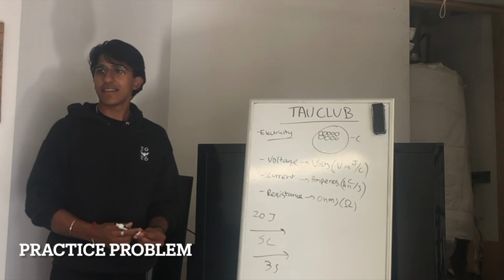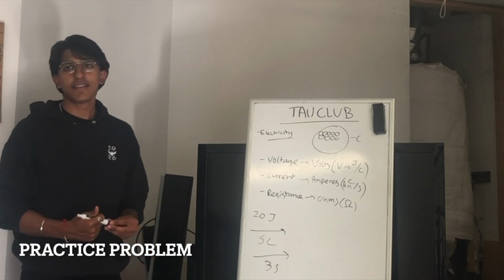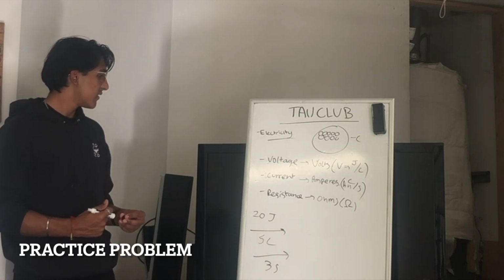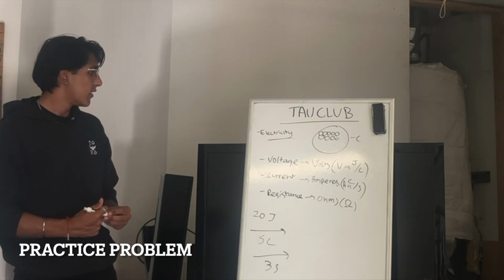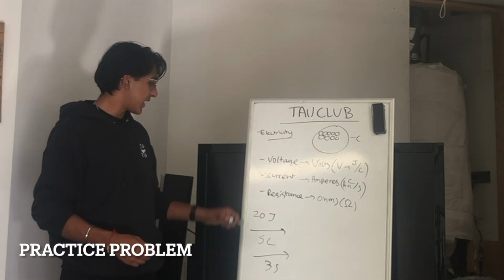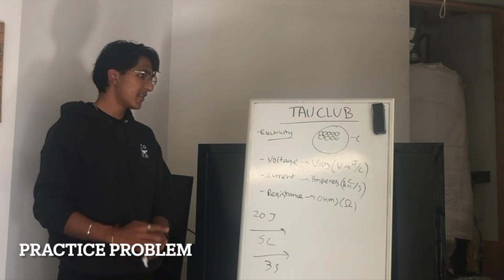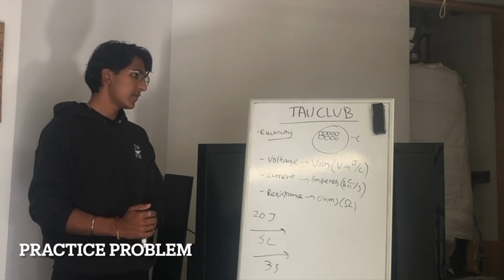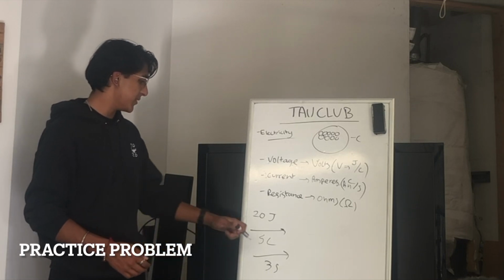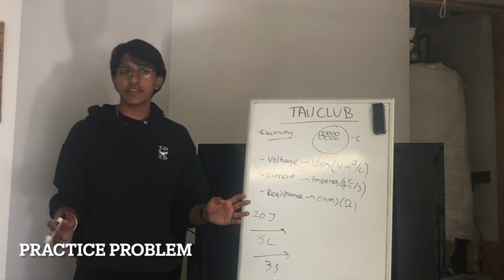Give me one. The volts, is it 5? No, is it 4 volts? Yes, it is 4 volts because volts is joules per coulomb, 20 by 5 is 4. You want to give me current? Yeah, it's 5 by 3 amperes. Yes, 5 by 3 amperes, coulombs per second. Do you all understand? Any questions?